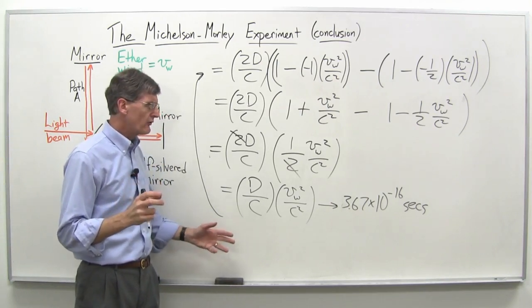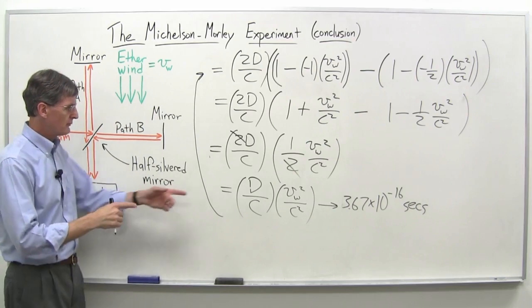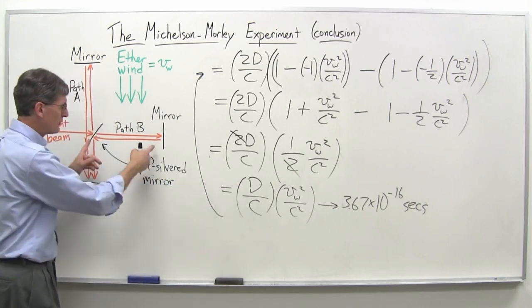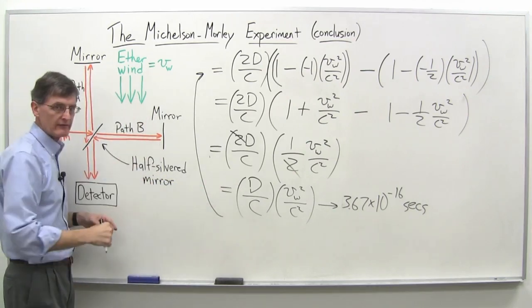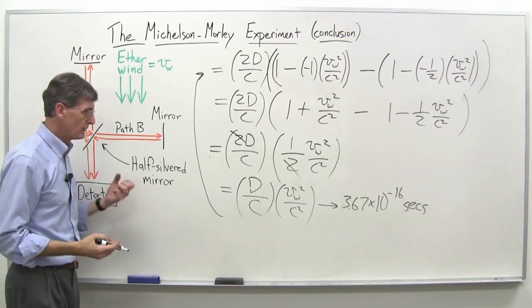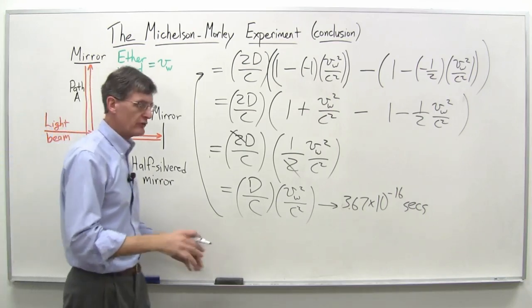And you might ask, for those of you who are really thinking through this, well, what about the assumption that we're using D here, 11 meters? How do we know it's exactly the same in each path? And the actual answer is we don't, but they used an ingenious method.